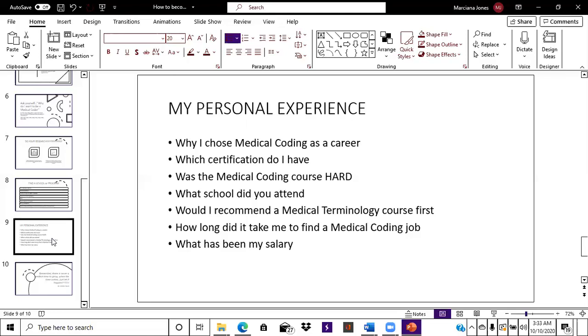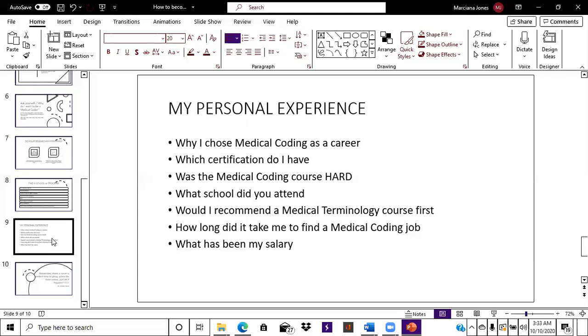For example, rhinoplasty. That's the first thing that comes to my mind, rhinoplasty. Rhinoplasty is like a nose job or a nose repair or something like that. So I know rhino means nose. I know plasty means repair, any kind of surgical repair.